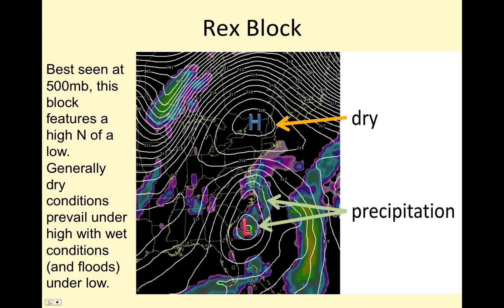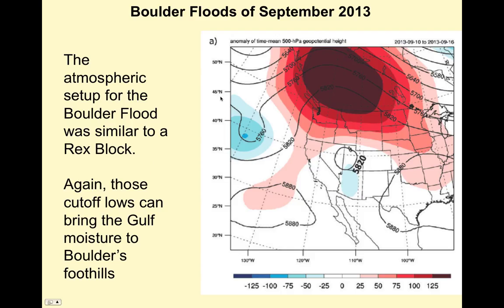So as long as this Rex block persists, and it lasted quite a while, you're just going to be having floods in these areas that are generally associated with the low pressure, and also giving you the moisture advection off the ocean to your land surface too. Now, the Boulder floods of September 2013, the atmospheric setup was similar to a Rex block. So we do have a high pressure up here, a high pressure ridge just north of the border between US and Canada, kind of near Washington State.